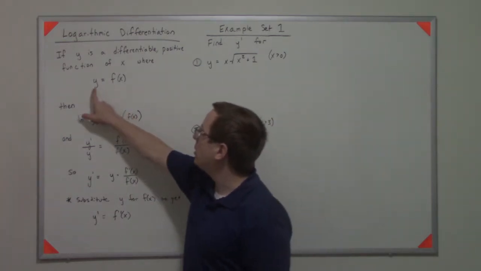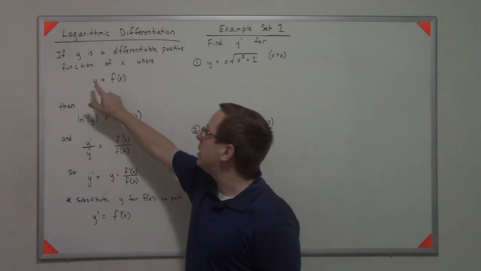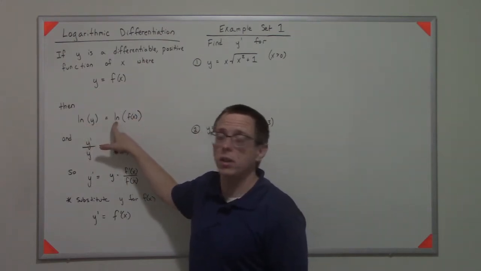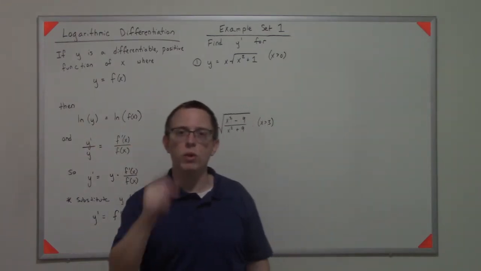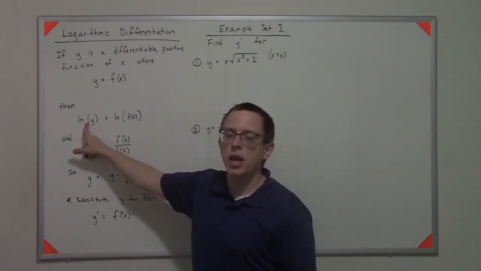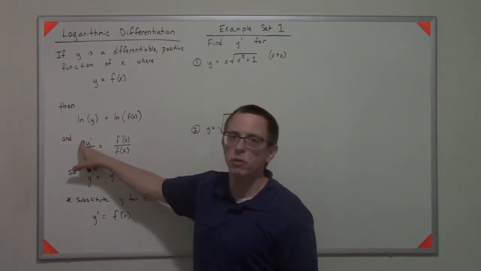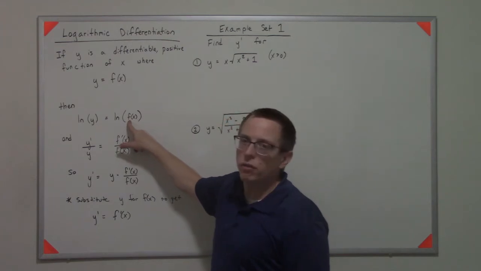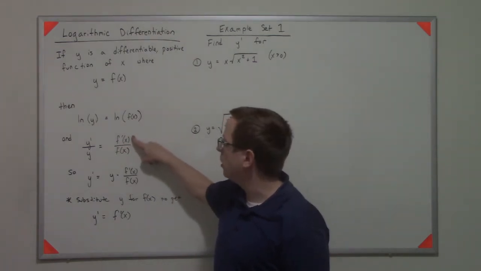We can say I've got y equals f of x. If I take the natural log of both sides, and if it's positive, this is valid, and then I take the derivative of both sides, then logarithmic differentiation says this is 1 over y times the derivative of y, so y prime over y. And the derivative of this is 1 over the function times the derivative of the function.